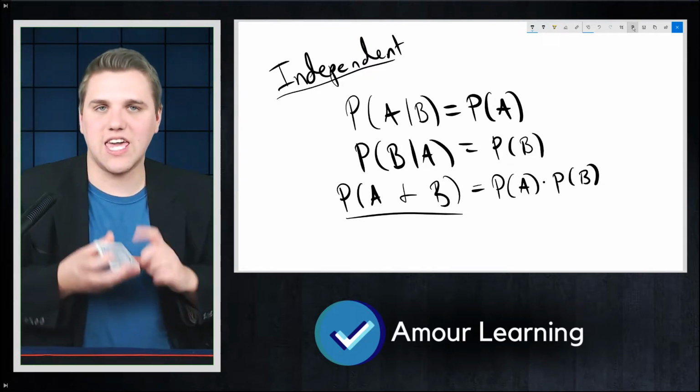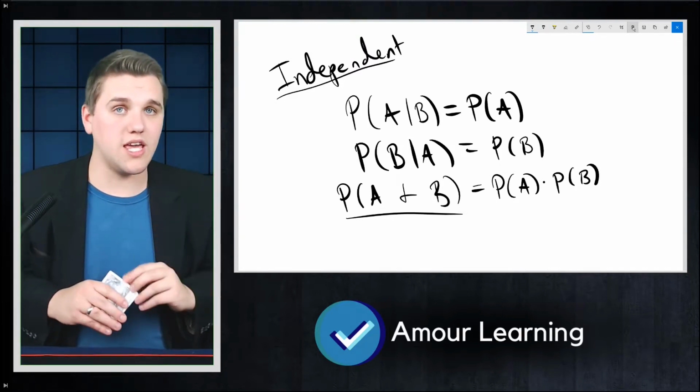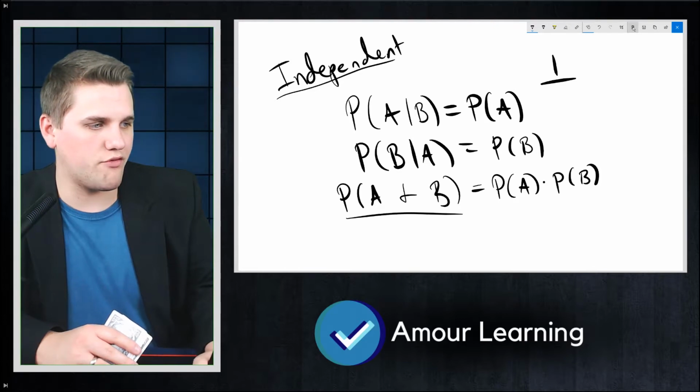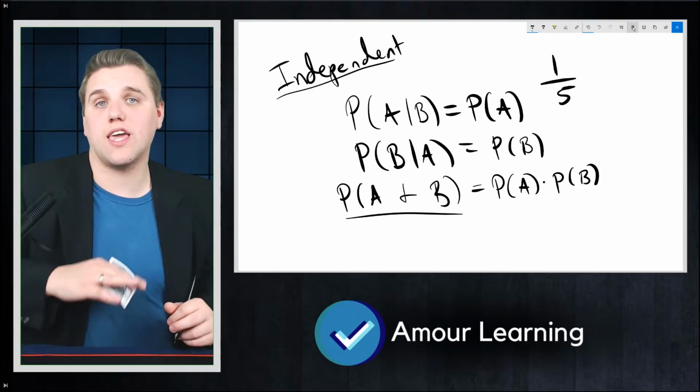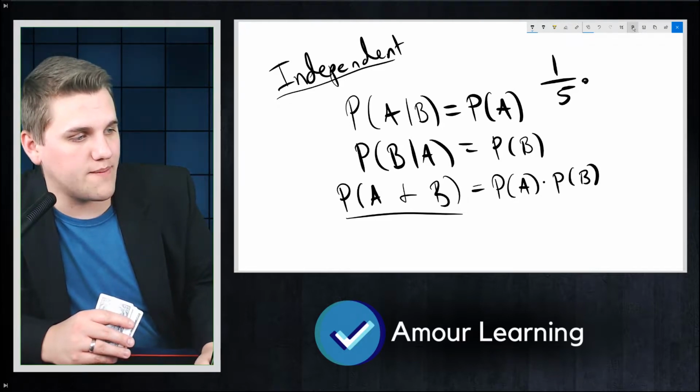Now, there is a king in this deck. This is a deck of 5 cards. There's only one king in this deck of 5 cards. What's the probability of drawing a king? 1/5. But what's the probability of drawing a king 2 times in a row? Well, in that case, it would be 1/5 times 1/5.